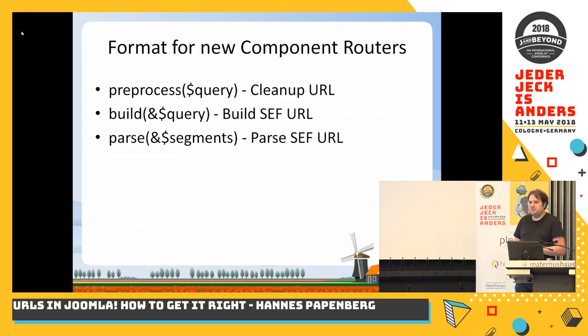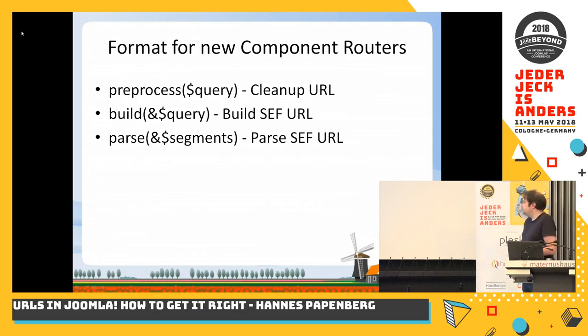Different to the build method, build and parse are only called when SEF URLs are enabled. So if you want to do something on each URL, or process something on each URL that you send through the Joomla router, use the pre-process method. As you can see, it takes an associative array of the URL parameters, and it also returns this same array or a similar array.